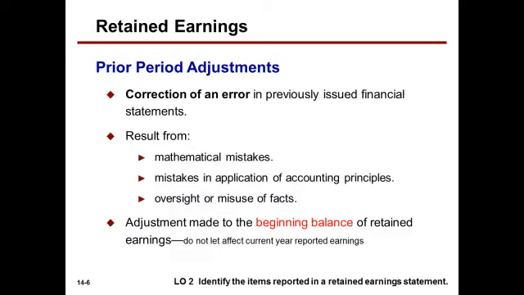Prior period adjustments. This is a correction of an error in your previously issued financial statements, primarily referring to a previous year, resulting from mistakes in application of accounting principles, or other oversight of information. The key is that any adjustment is made to the beginning balance of retained earnings. We do not let prior period corrections of errors affect the current year's reported results. In effect, an error means that a previous period was misstated. We're not going to misstate the current year, finding that error later.